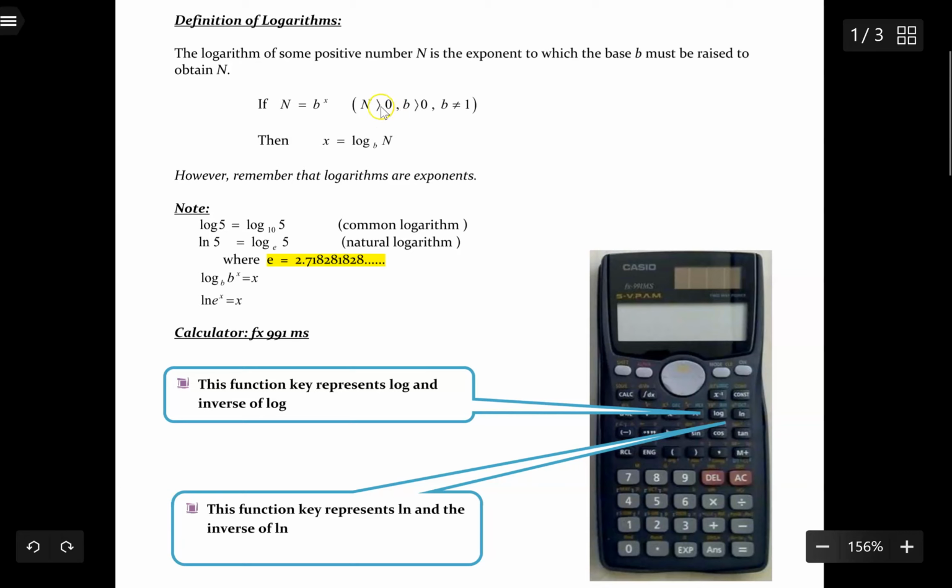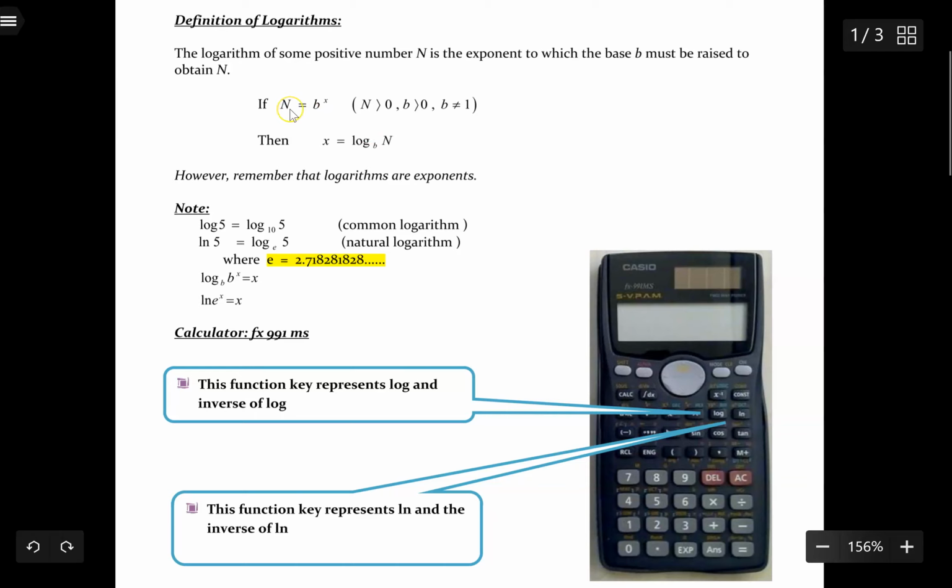And don't forget that I don't have an equal to 0 here. Alright, so they have to be positive numbers and they cannot be equal to 0. And b also cannot be equal to 1. Then I can write x as the logarithm of the base b of a certain argument n.